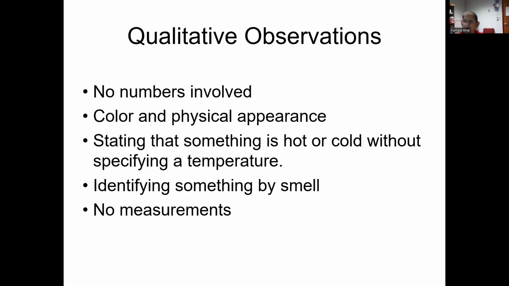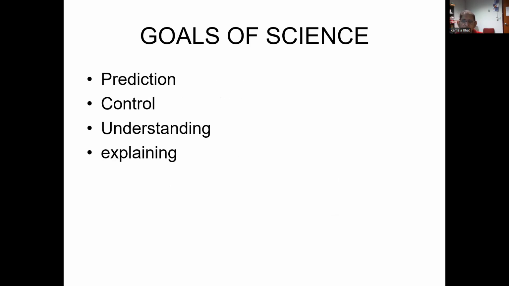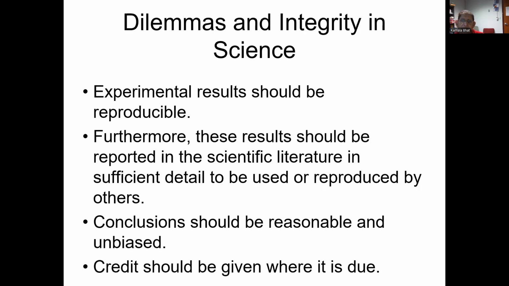Qualitative observations are considered as those that do not involve any numbers: color and physical appearance, stating something is hot or cold without specifying a temperature, identifying something by smell. And finally, no measurements are involved. The goal of science is prediction, control, understanding, and explaining the facts that are observed.